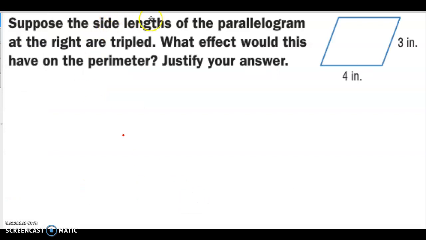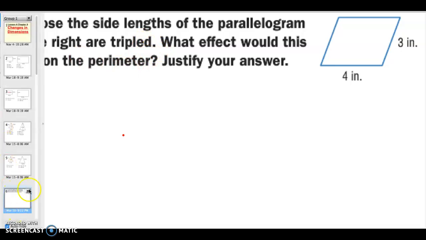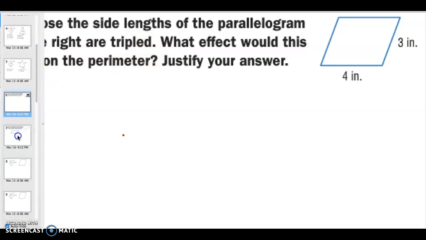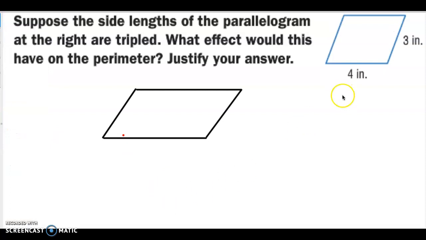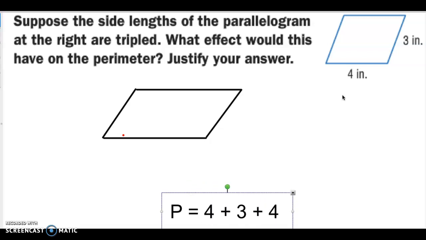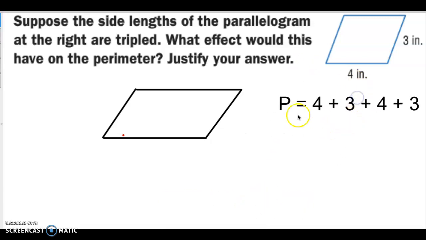Okay, suppose the side lengths of the parallelogram at the right are tripled. What effect would this have on the perimeter? So the best thing for you to do is draw a new figure. The perimeter of my original figure is 4 plus 3 plus 4 plus 3. So 4 plus 3 is 7, so 7 plus 7 is 14. So the perimeter is 14 centimeters.